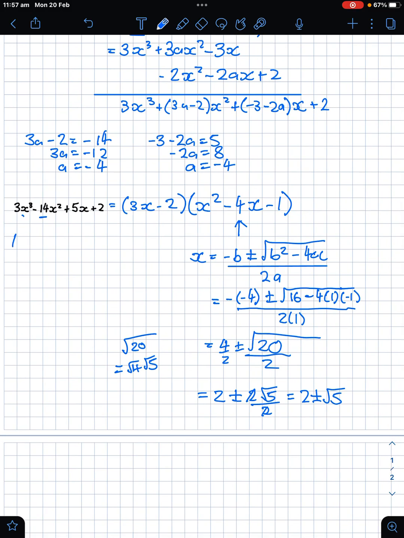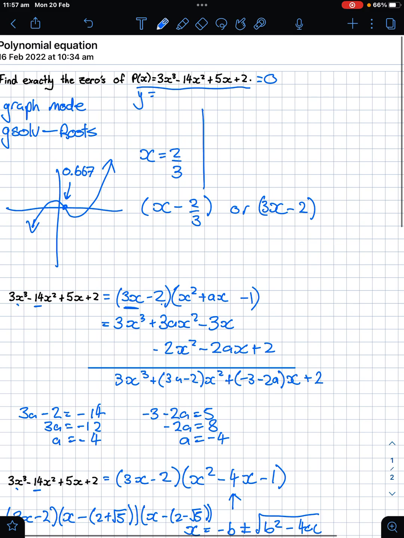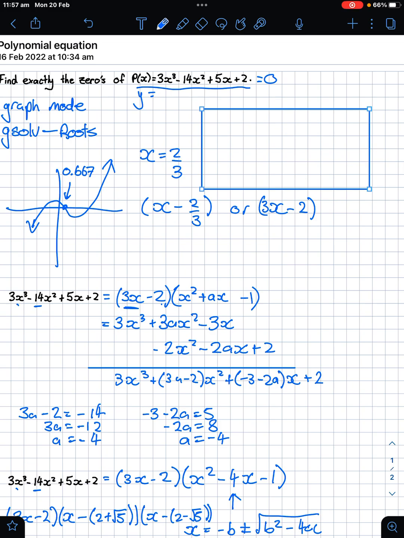So that means this polynomial here would factorize to 3x minus 2 bracket x minus 2 plus root 5, and then x minus 2 minus root 5. And that would be my factors of this and this. I've figured out all my roots here. Now, I'm just quickly going to come back up because this, while effective and shows us visually and is a skill we need, we can also use the graphics calculator equation mode.